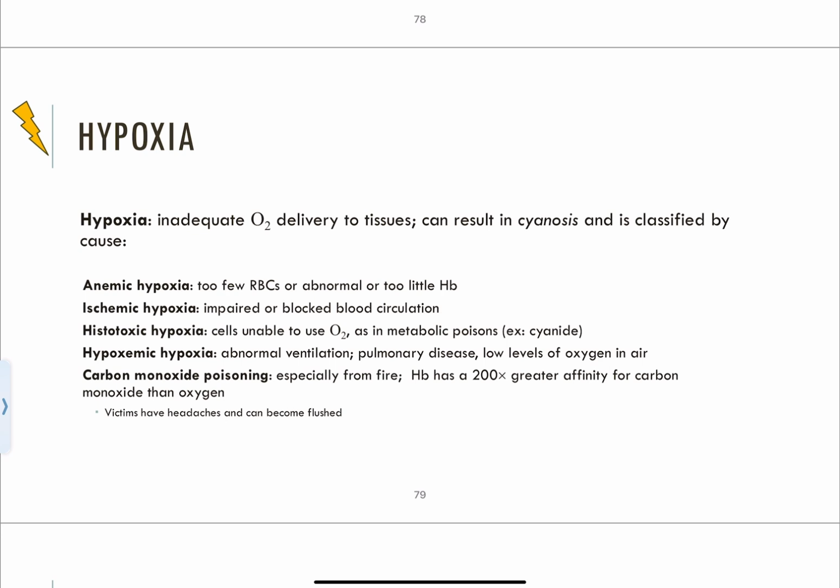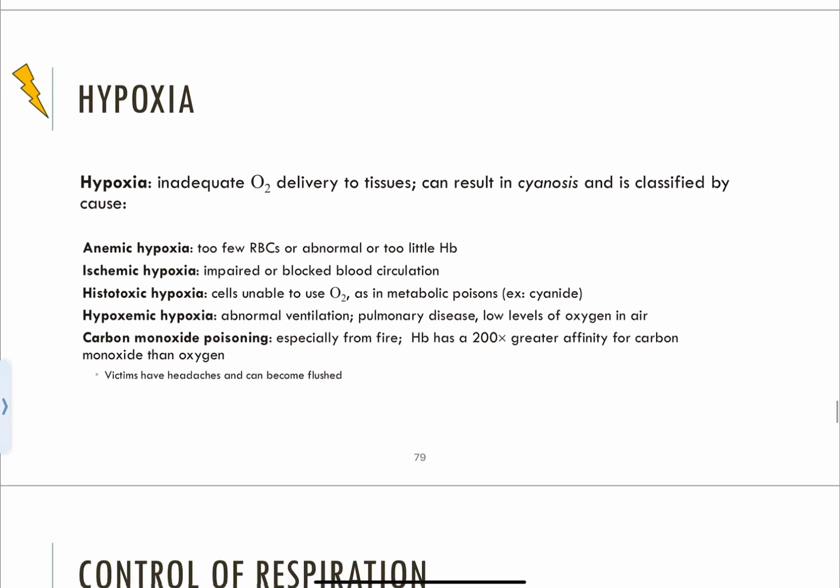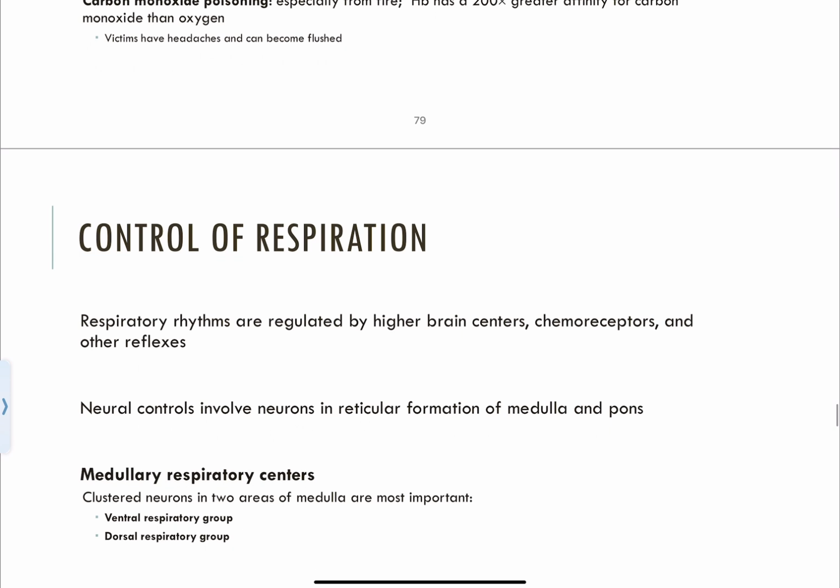I'm not going to read these to you; that's why there is the little lightning bolt. But I want to point out that you need to understand what the differences in these hypoxias are. There's anemic, ischemic, histotoxic, hypoxemic, and carbon monoxide poisoning, which can all contribute to an inadequate amount of oxygen being delivered to our tissues. This is a good flashcard area, or just basic definition memorization of what the differences are between these hypoxias.